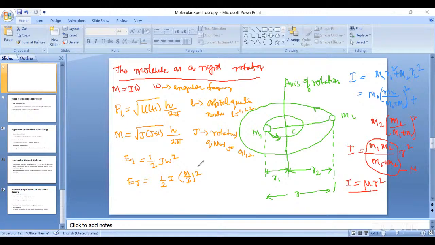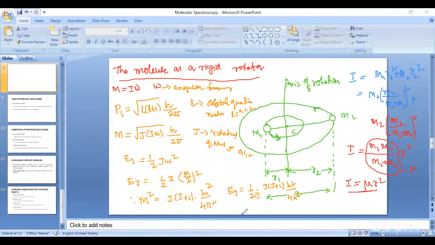Since M square equals J into J plus 1 into h by 2 pi whole square, which means h square by 4 pi square, M square is equal to J into J plus 1 into h square by 4 pi square. If we substitute this M value in the above equation, EJ equals half into I into I square, into J into J plus 1 into h square by 4 pi square. One I cancels, and we get 1 by 2 I.